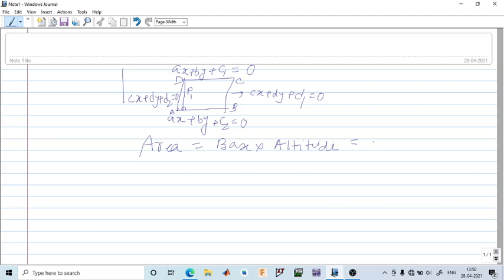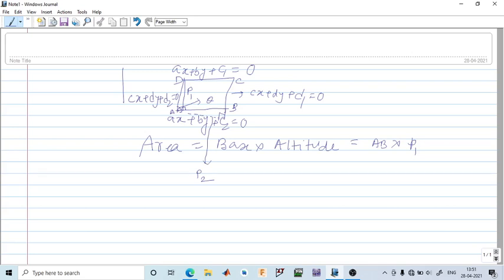So we can write, suppose the parallelogram is ABCD, then the area is AB into P1. What is AB? Suppose the angle between AD and AB is theta. Suppose this is the perpendicular, so this distance is P1. If this is the other perpendicular, this distance is P2.